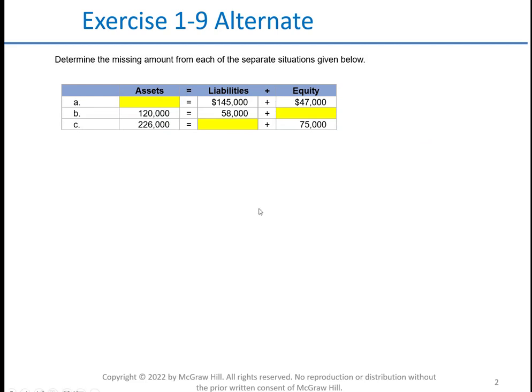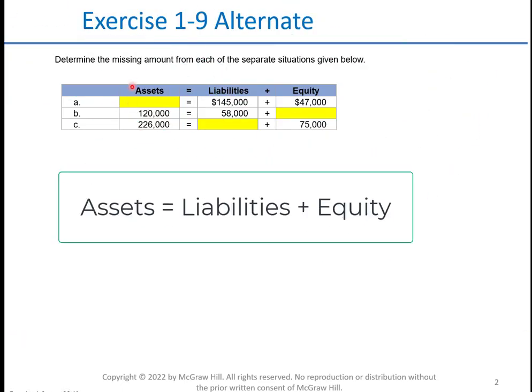Here you're going to determine the missing amount. So you will recall that the accounting equation is assets equals liabilities plus equity. So based on this equation, all we have to do is know one side or the other. So for the first one, we know that liabilities plus equity equals assets. So we're just going to add 145 and 47, and that will tell us what our total assets are, 192.